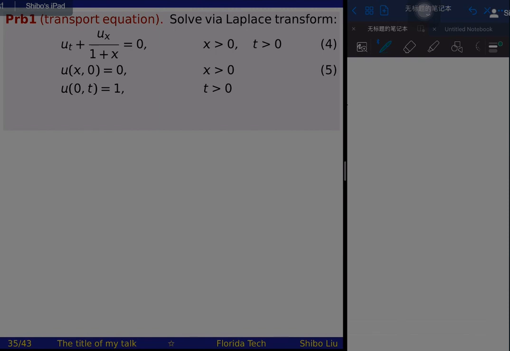In this video, I will solve the practice test problems. The first problem is a transport equation, which is a first order linear PDE, and we are required to solve this problem using Laplace transform.